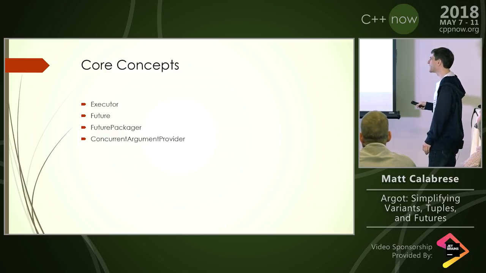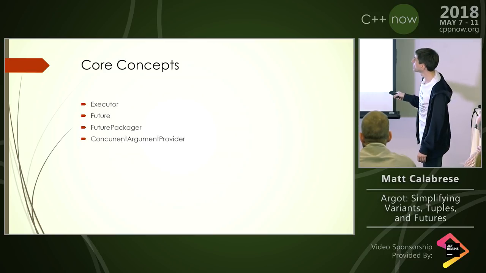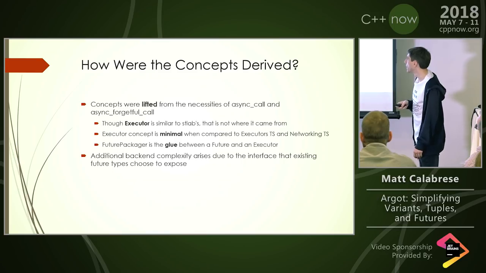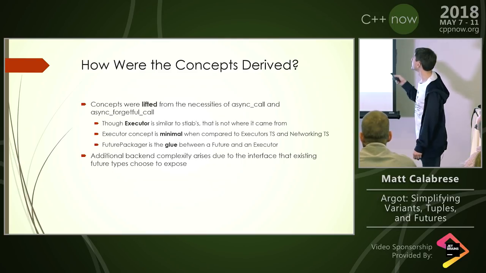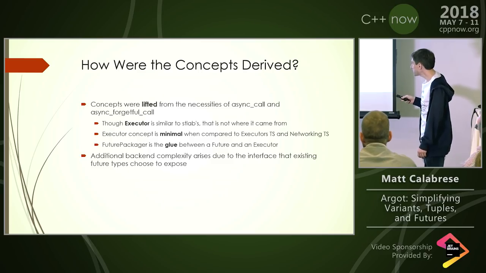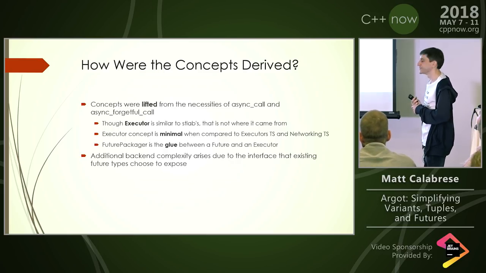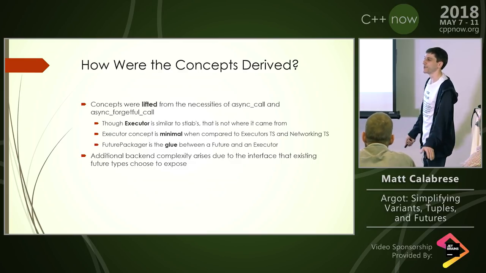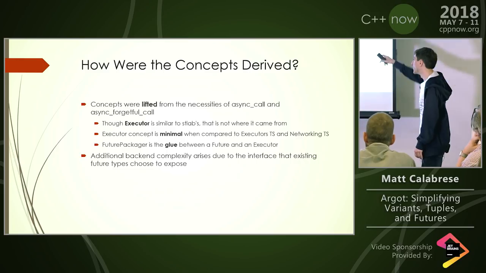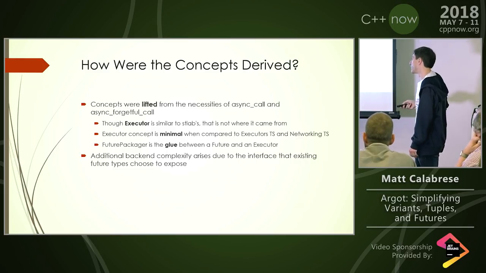So the core concepts in this part of the library are the executor concept, which I already talked about. And then there's the future concept. There's actually a suite of future concepts that I won't go into, but you can think about it as one. There's the future packager concept, and there's the concurrent argument provider concept. The main thing that I'm going to mention is the executor concept. It is very minimal compared to what the executors TS and the networking TS think of as executors, and those kind of scare me. And it could be due to my own ignorance because it's not my field, but I derived this specific kind of executor from exactly the needs of this library, and it ended up being a very, very minimal thing.